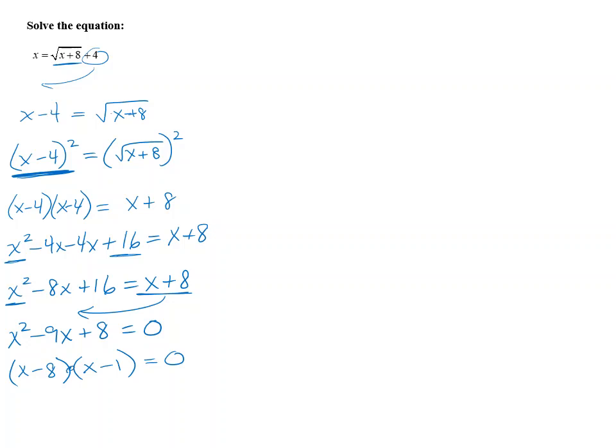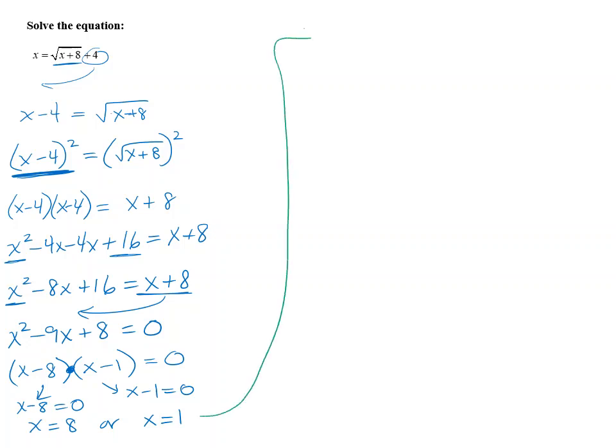And then using the zero product principle, one of these two factors has to be equal to 0. So we can say x minus 8 equals 0, so x equals 8, or x minus 1 equals 0, so x equals 1. We should check these results. Radical equations can have solutions that come up in the solving process that don't actually work, that are extraneous, so it's important that we check them both.